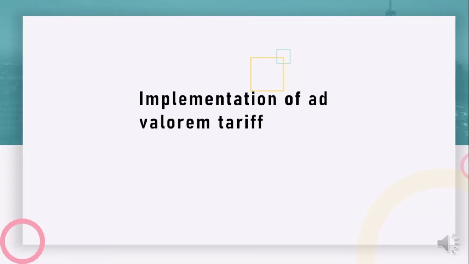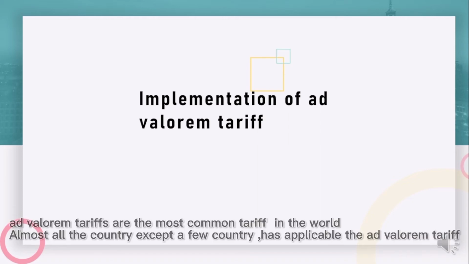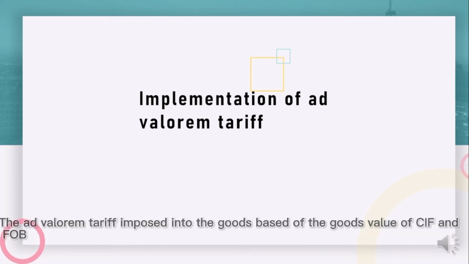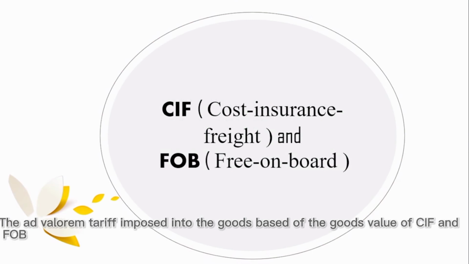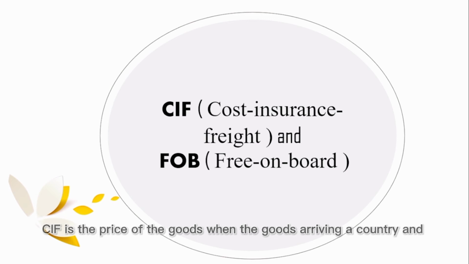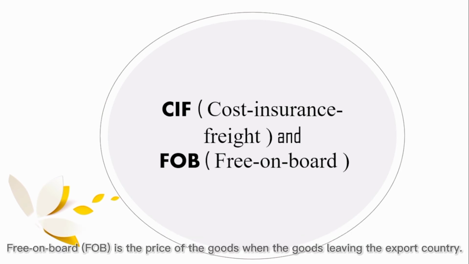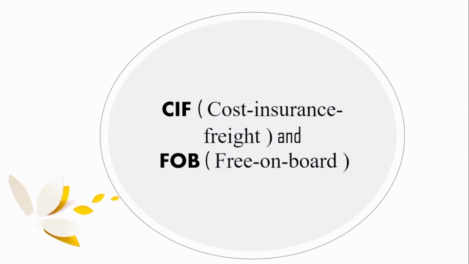Implementation of ad valorem tariff. Ad valorem tariff is the most common tariff in the world. Almost all countries except a few apply the ad valorem tariff. The ad valorem tariff is imposed on goods based on the goods' value of cost, insurance, freight, and free on board, FOB. CIF, cost insurance freight, is the price of the goods when they arrive in a country, and free on board, FOB, is the price of the goods when they leave the export country.